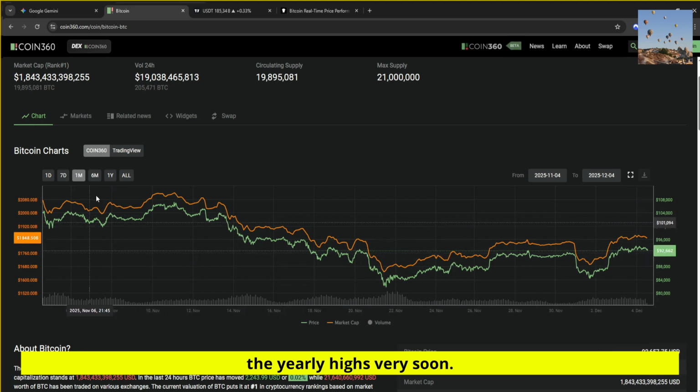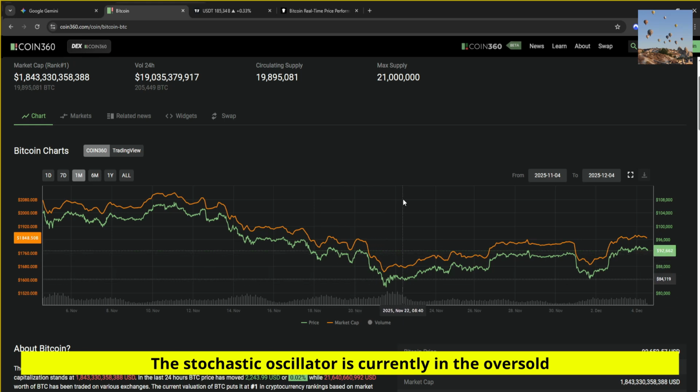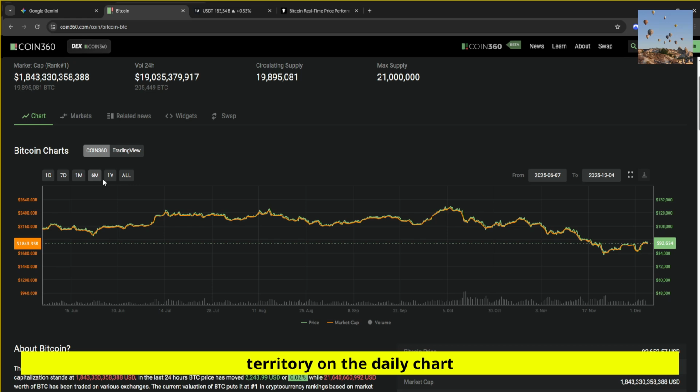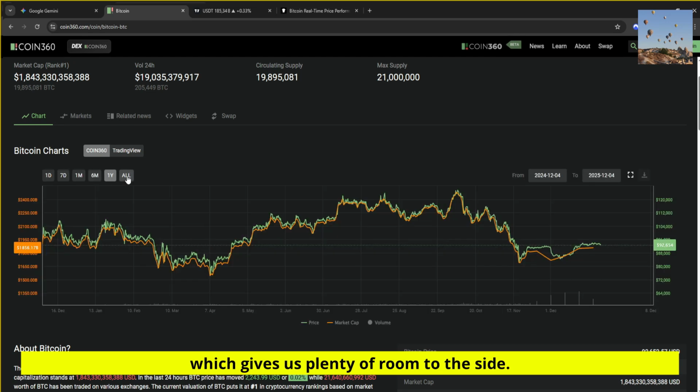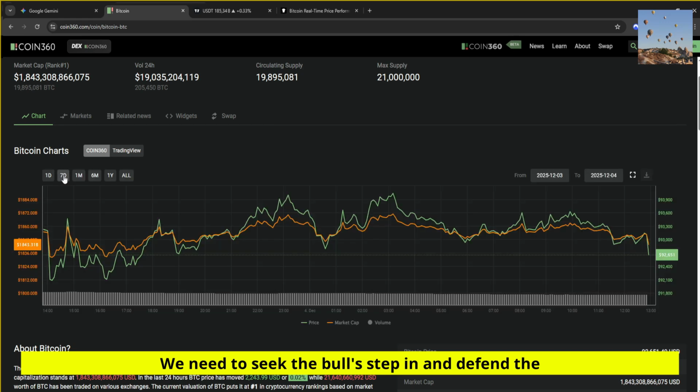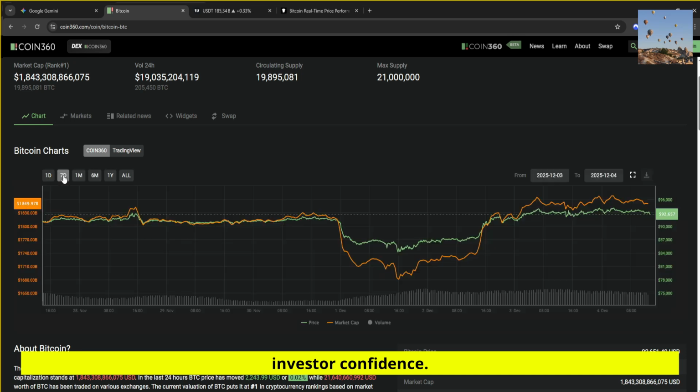we could see a retest of the yearly highs very soon. The stochastic oscillator is currently in the oversold territory on the daily chart, which gives us plenty of room to the upside. We need to see the bulls step in and defend the psychological support level to maintain investor confidence.